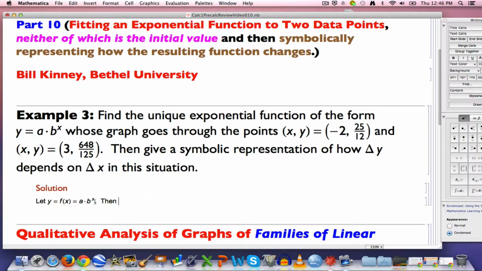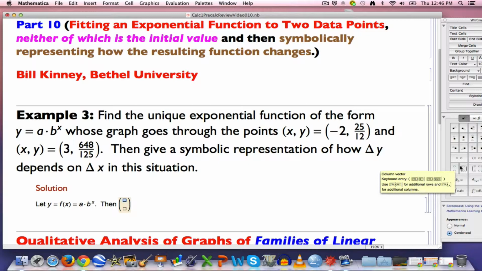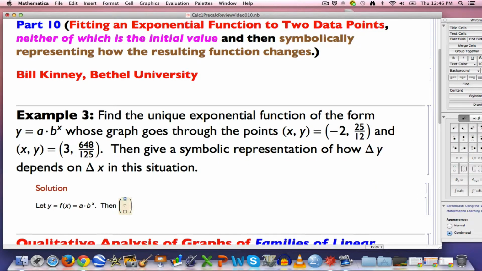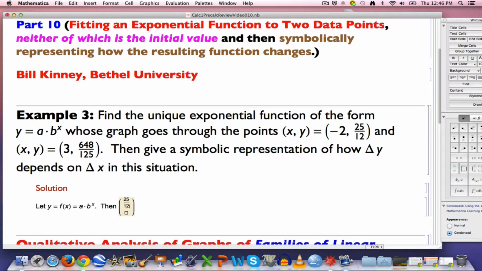Okay, so what do we have to do? We have to solve for a and b. Plug in the values of x that you have and set it equal to the corresponding values of y. That's going to give you a system of equations. The first equation is going to be that the y-coordinate of the first point, 25/12, equals f of the x-coordinate of that point, negative 2. In other words, it equals a times b to the negative 2 power.